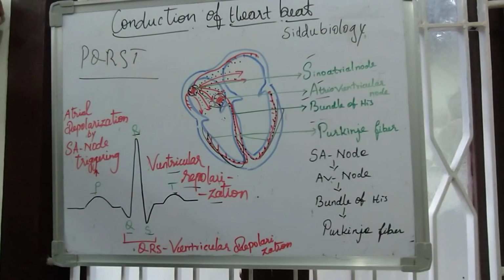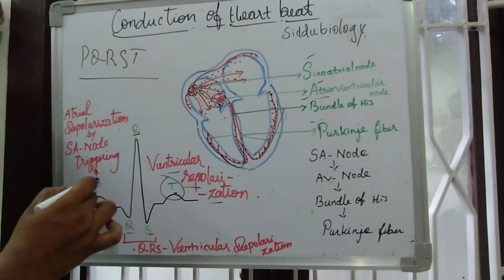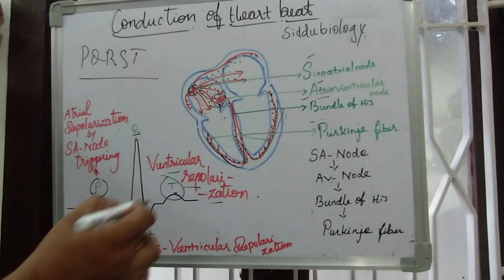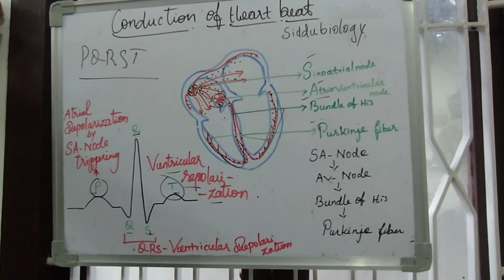What kind of wave is it? T wave. So P is atrial contraction, atrial depolarization. QRS means nothing but ventricular depolarization or ventricular contraction. T wave is called what? Ventricular repolarization, which means ventricular relaxation.